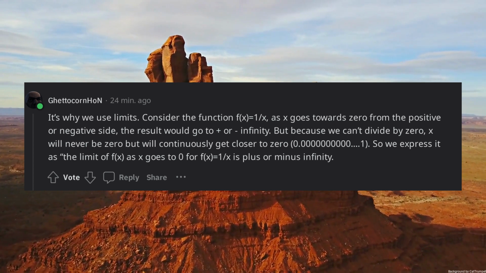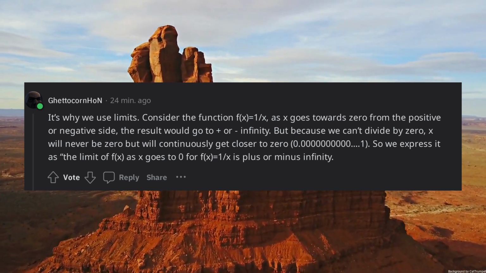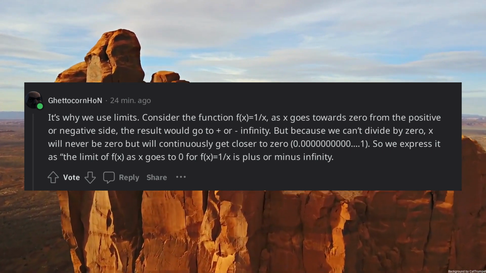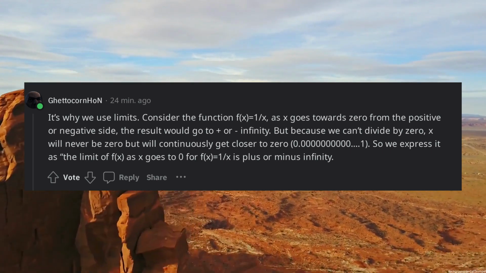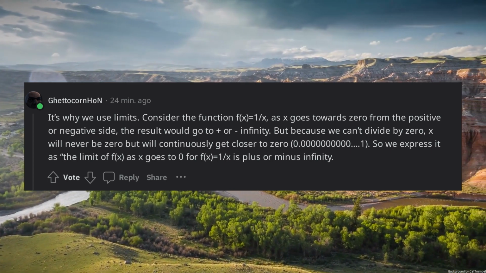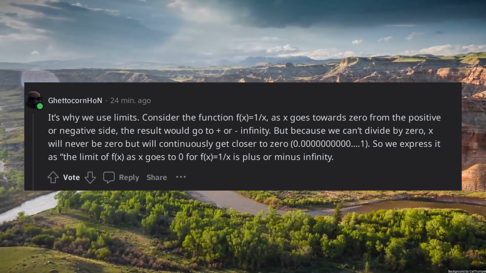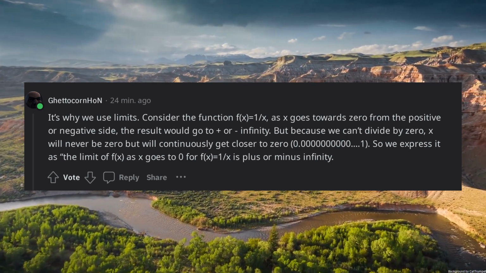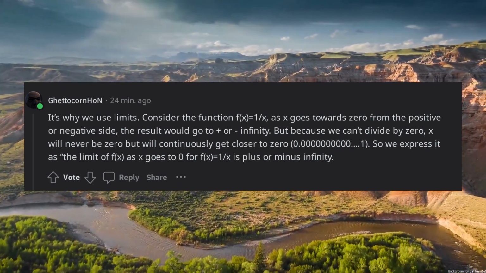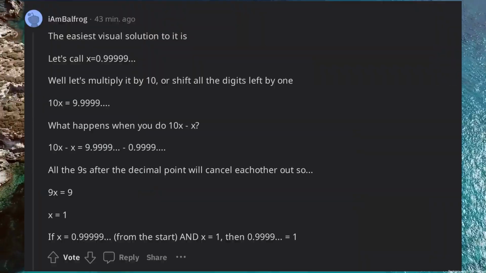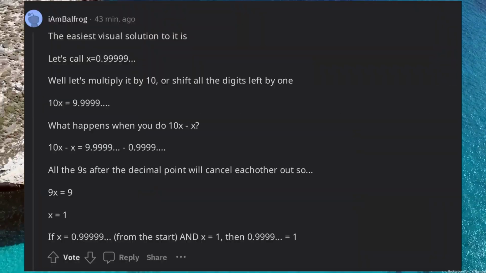Consider the function f(x) = 1/x. As x goes towards 0 from the positive or negative side, the result would go to plus or minus infinity. But because we can't divide by 0, x will never be 0 but will continuously get closer to 0, like 0.000000000000001. So we express it as the limit of f(x) as x goes to 0 for f(x) = 1/x is plus or minus infinity.